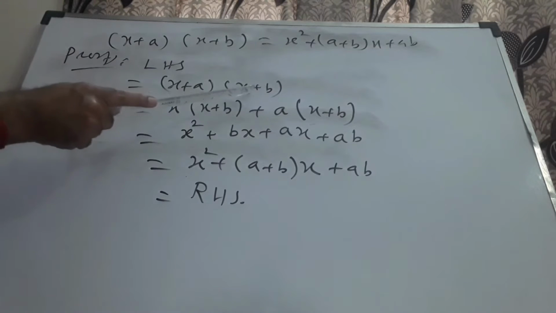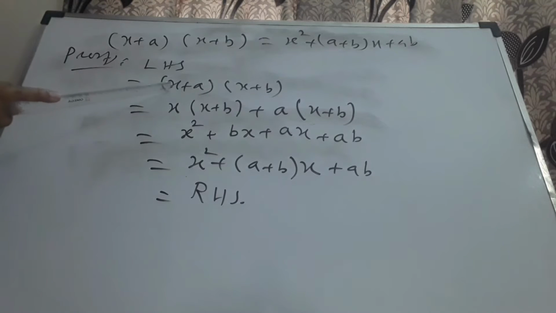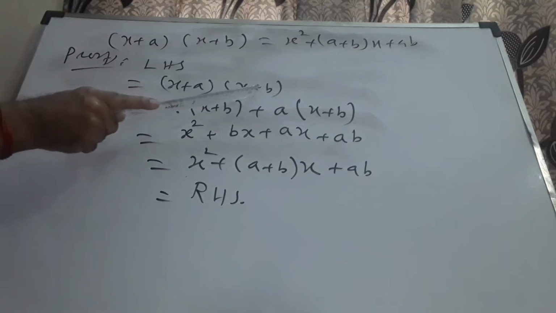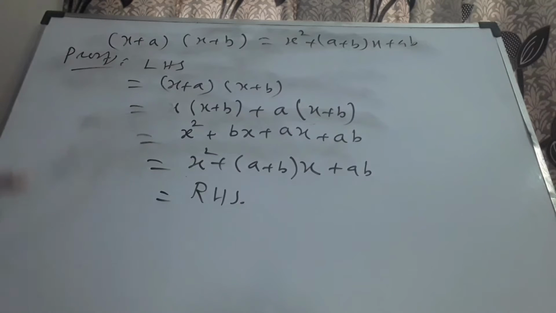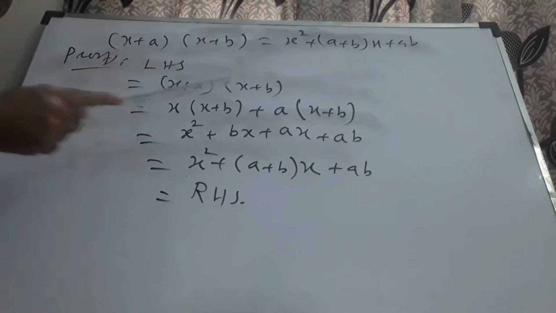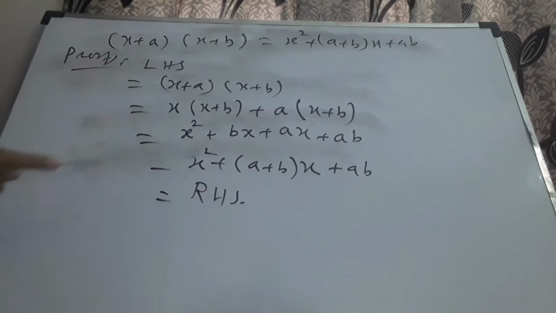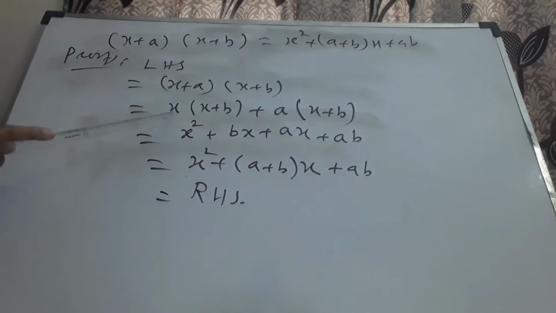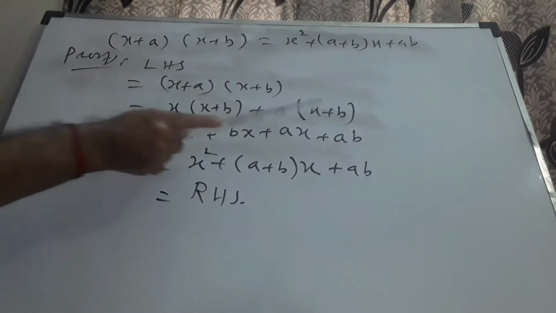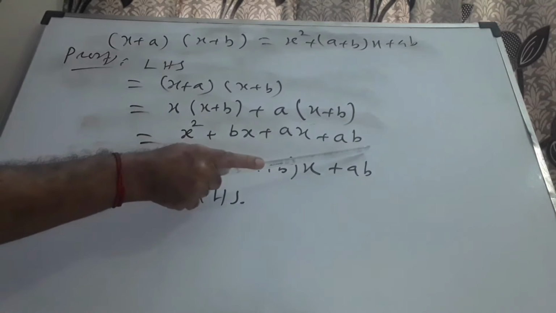(x + a) and (x + b). I'll be applying the distributive property. These two quantities are distributed over this particular thing and it is being added. I am multiplying x with x + b plus I am multiplying a with x + b. Therefore, x(x + b) + a(x + b). x into x becomes x². x into b becomes bx. a into x becomes ax. a into b becomes ab.